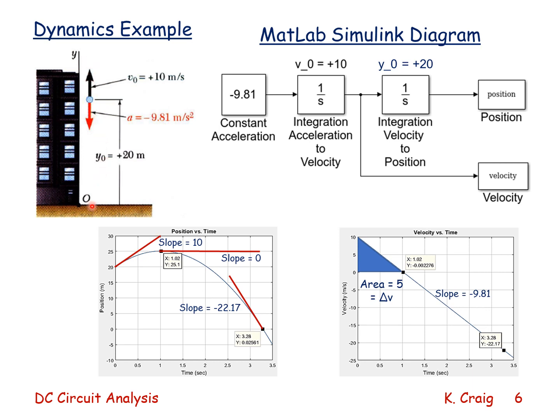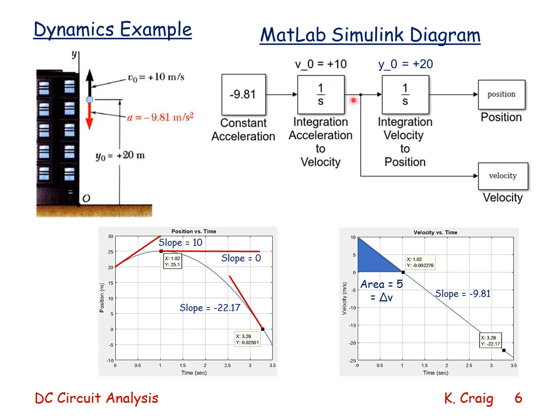And I want to know what that motion is as a function of time. So I integrate acceleration to get velocity with an initial condition that the velocity is plus 10 meters per second at time t equals 0. In MATLAB Simulink, the symbol for integration is 1 over s.